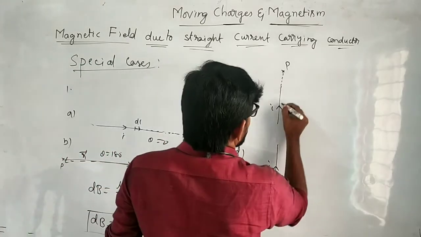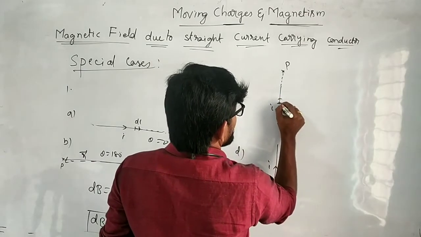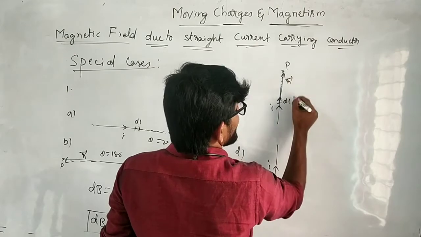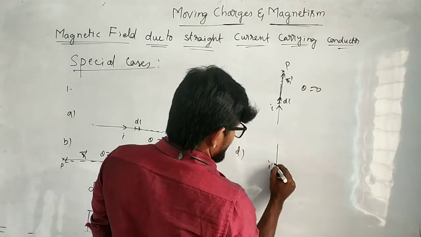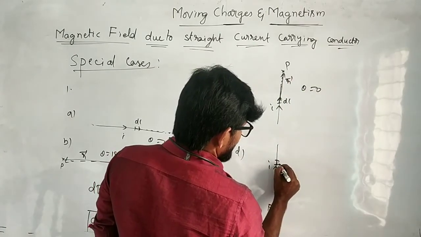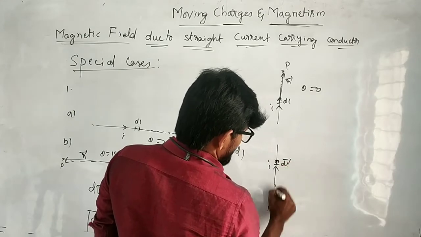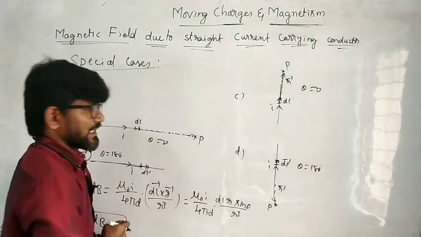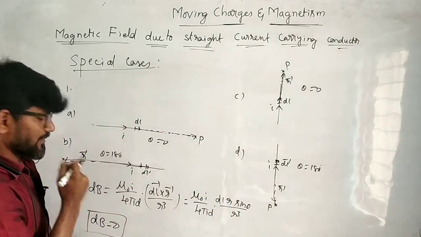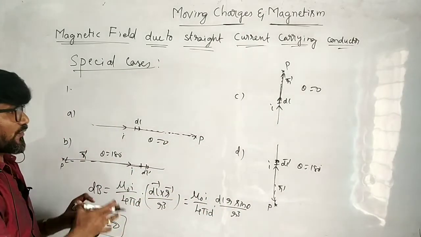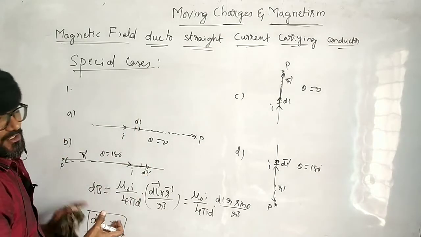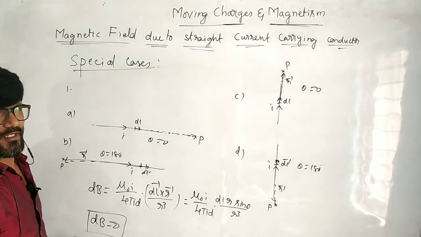Here also the same. If it is lying over here, in this case this is dl bar, this is r bar, so theta is equal to 0. Here this is dl bar and r bar is this, so here theta is 180. In these cases as well, dB is 0. As dB is 0, if you want to find the total field due to the entire conductor, if you integrate, B equal to integral of dB equal to 0.